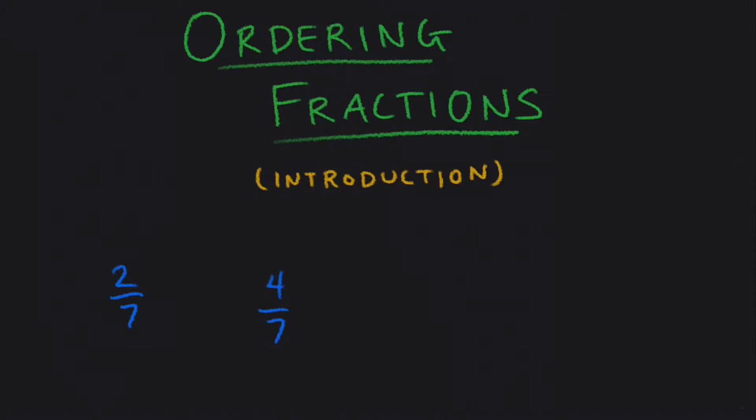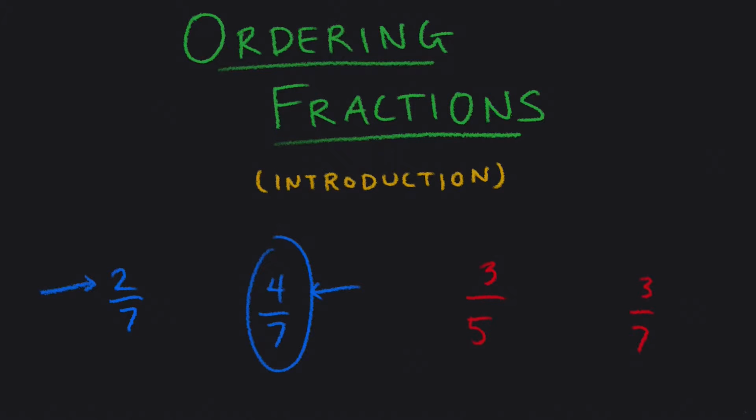When we are ordering fractions with the same denominator, it's fairly straightforward. The only thing we really need to look at is the numerator. So I'm going to take a look at these two numerators over here. I've got a 2 and a 4. And if I want to know which one's bigger, I just look at the numerator. That's it. I don't really have to worry about the denominator because the denominator is the same. So in this case, 4 over 7 is bigger.